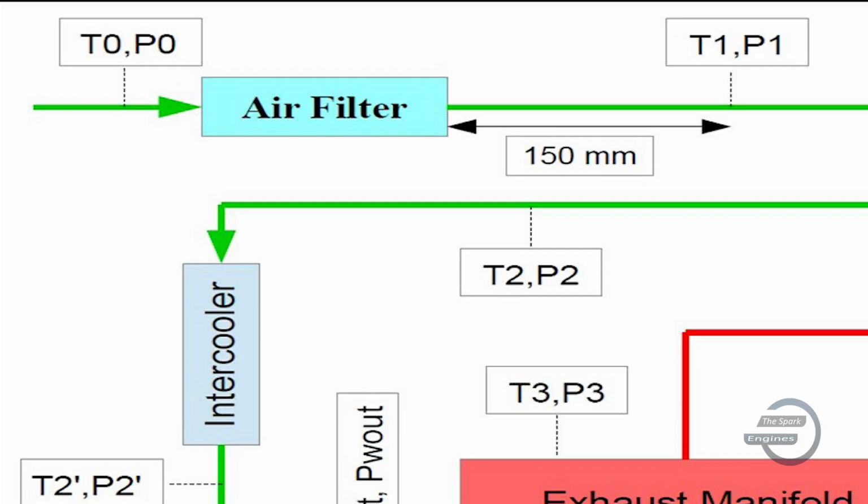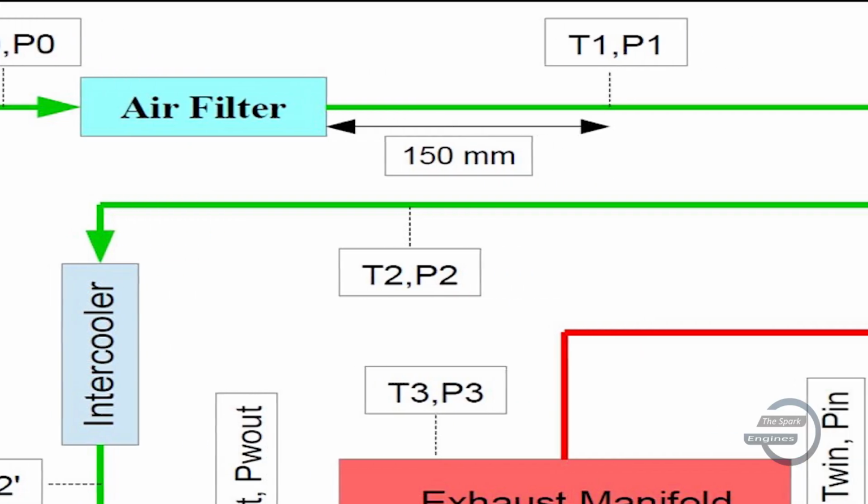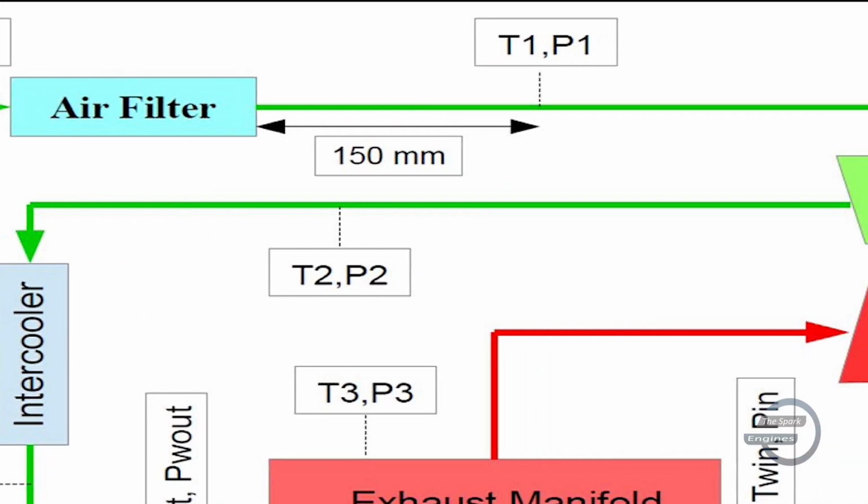The location of both these sensors is very close to the intake of the air filter because we want to capture the temperature and pressure of fresh air which is going into the air filter. Moving on, after the air filter, again we need to capture pressure and temperature. These are known as T1 and P1, and these sensors need to be located within 150 mm of the air filter outlet.